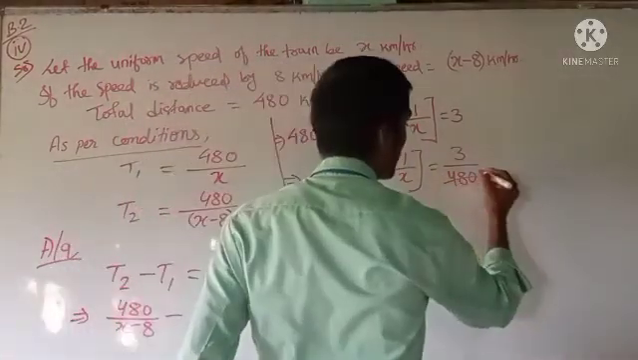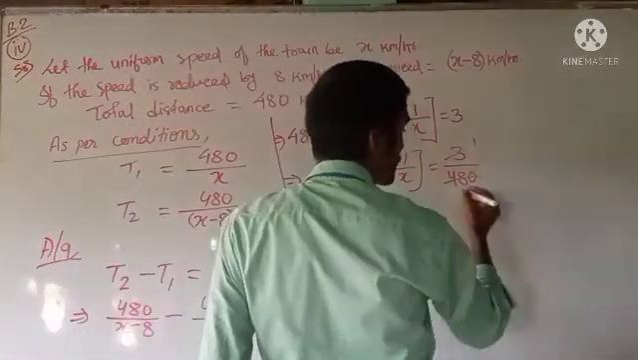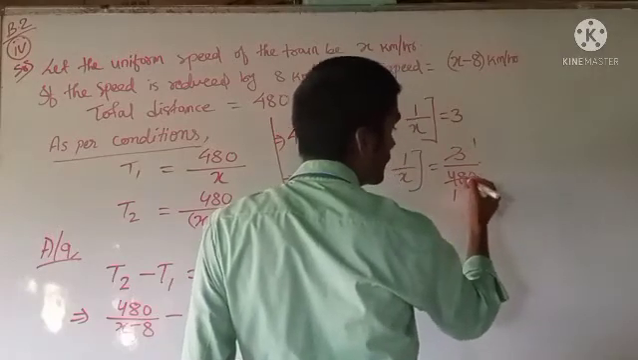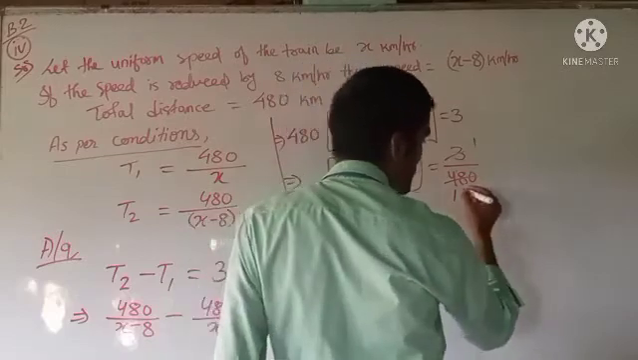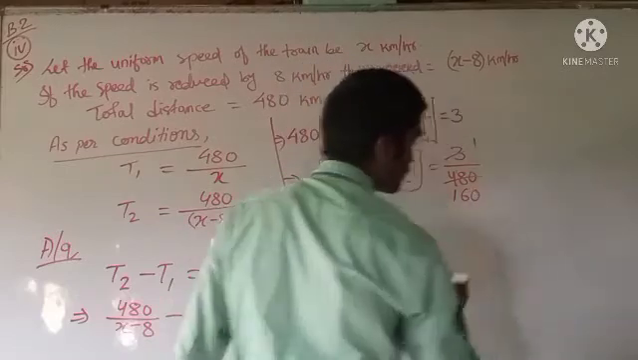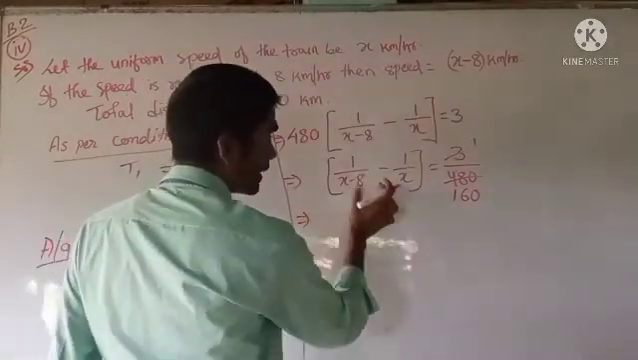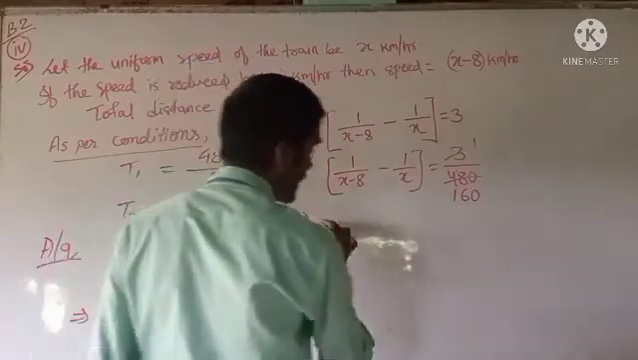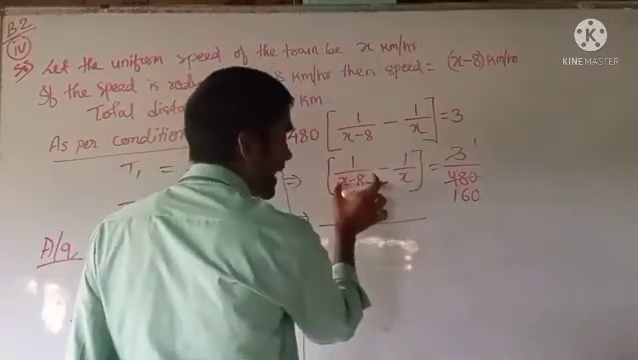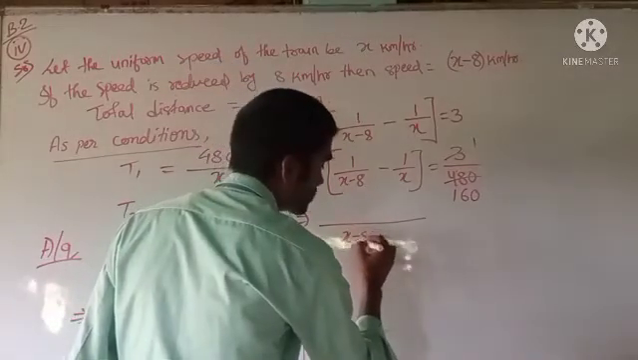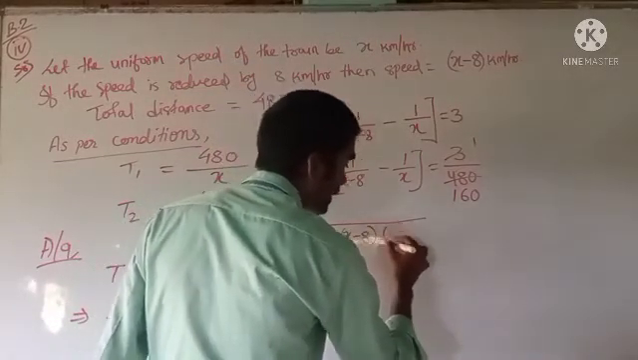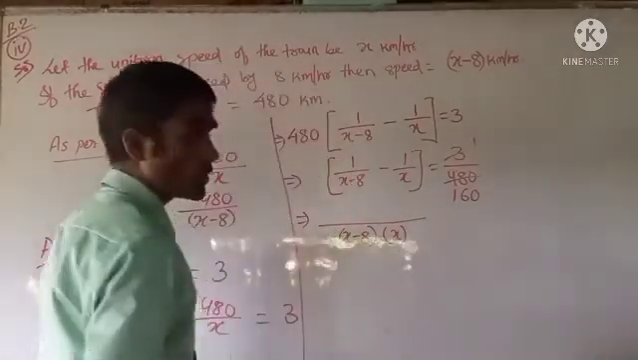Here we can cancel by 3. So 3 ones are 3, 3 ones are again 3, 4 minus 3 is 1, that one is carried here, 18, so 3 6s are 18 and this 0. Now here it is in fractional form, so we'll take the LCM. LCM of x minus 8 and x will be the product of them, that means x minus 8 into x.